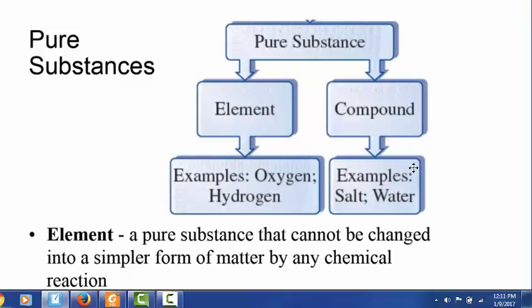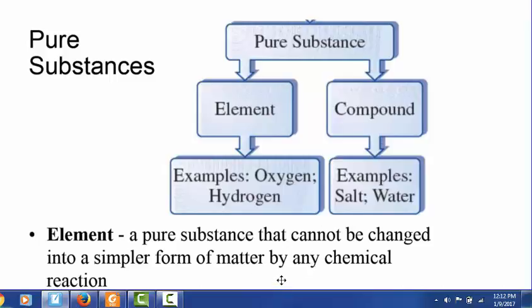Compounds, on the other hand, have more than one element present. For example, salt. In this case, we're referring to table salt, sodium chloride, NaCl, which contains the element sodium and the element chlorine, and they are not physically mixed together. They are chemically bonded to one another, and that is a compound. Both elements and compounds are pure substances. Water is a compound, H2O, two hydrogens chemically bonded to an oxygen. That is a compound, and it is a pure substance.